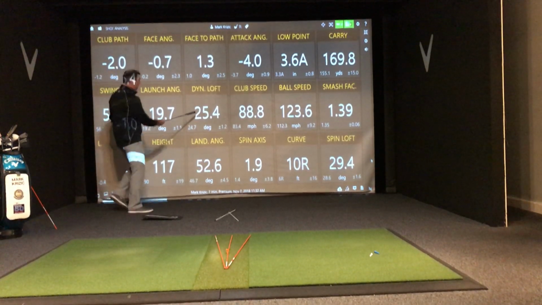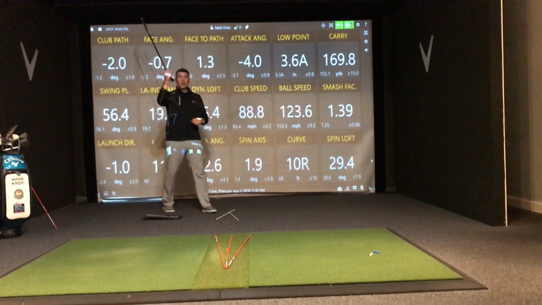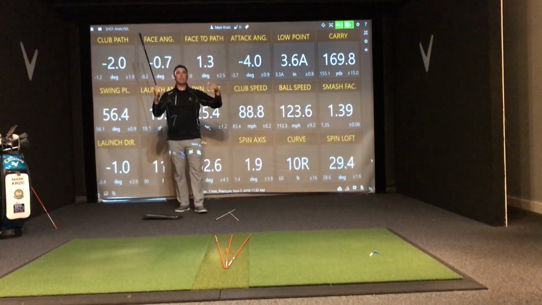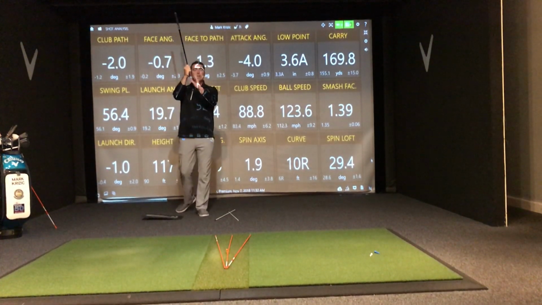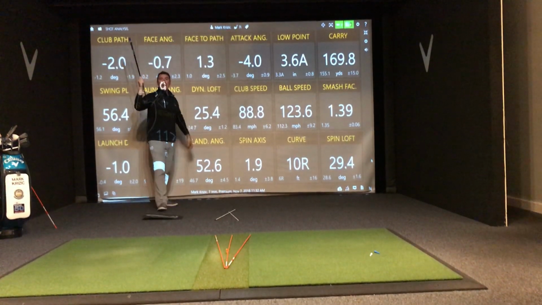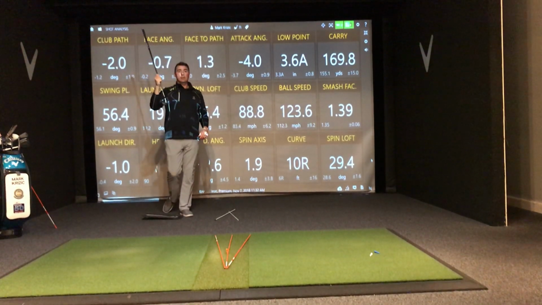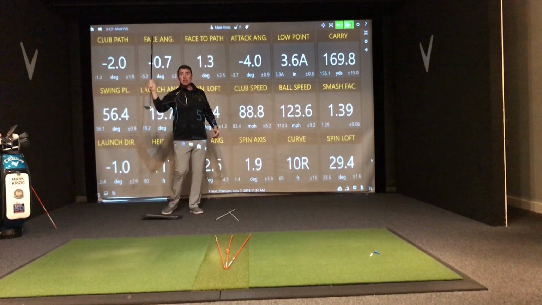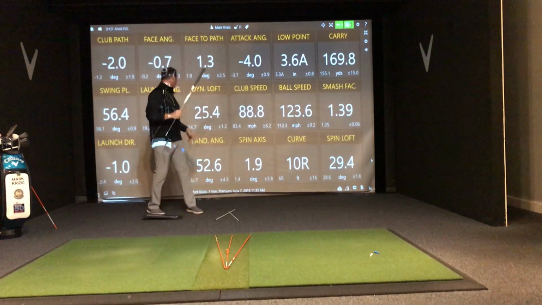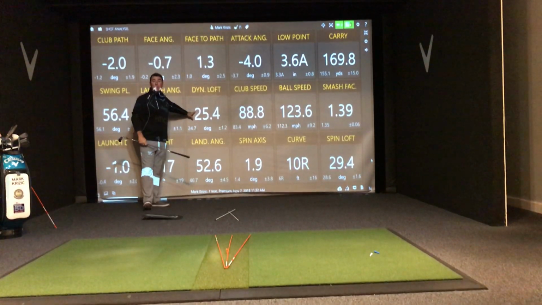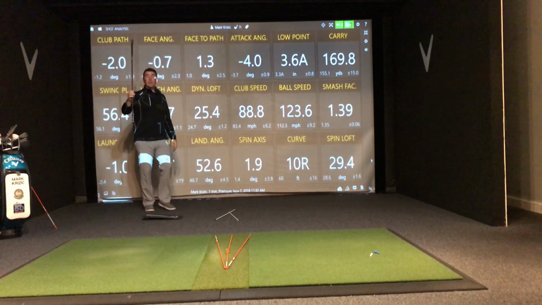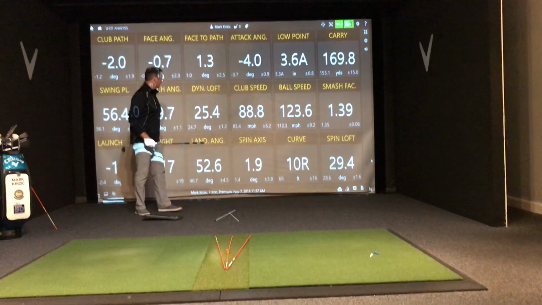Dynamic loft. A 7-iron has a dynamic loft, we're going to call it 35 degrees. What I was doing there to get the dynamic loft, I de-lofted it by 10 degrees. So if you're hitting a golf ball and you're not getting that forward shaft lean, you're not de-lofting and you're not changing your dynamic loft, it's very easy to figure out as soon as we see you hit a couple shots.